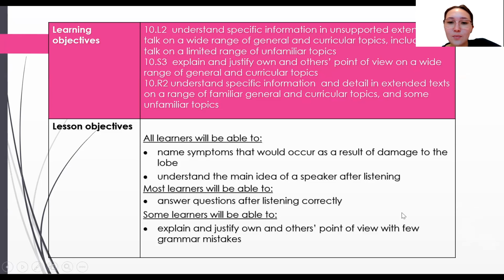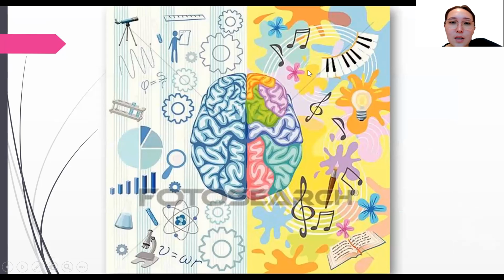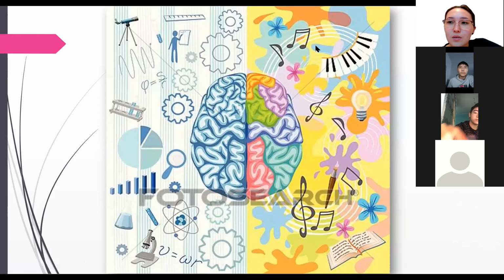Okay, what about this picture, guys? Brain. It is divided in two types, yeah? The left hemisphere and the right hemisphere.